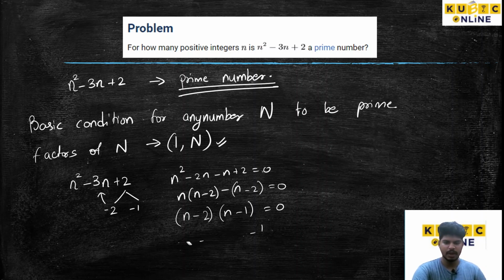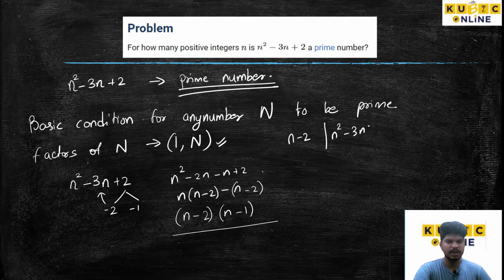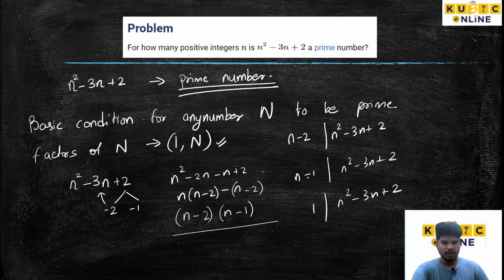For this it is 0. So basically we don't have to factor, like make it equal to 0, it is equal to this. So n minus 2 divides n square minus 3n plus 2, and n minus 1 also divides n square minus 3n plus 2, and 1 obviously divides n square minus 3n plus 2. Okay. So if we make one of them, n minus 1 or n minus 2, equal to 1, then let's see what we get.